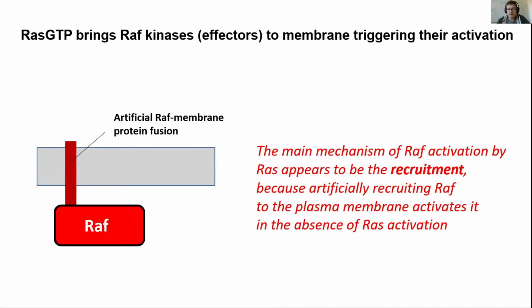Interestingly, the main mechanism of RAF activation appears to actually be the recruitment of the kinase to the membrane itself, because artificially recruiting RAF to the plasma membrane will activate it, even in the absence of RAS activation. And so it seems like when RAF is recruited to the membrane, it facilitates its dimerization and activation. And RAS is one mechanism by which you can recruit it to the membrane and do this. But if you artificially or synthetically recruit RAF to these locations, it will do essentially the same thing, drive activation of the kinase.